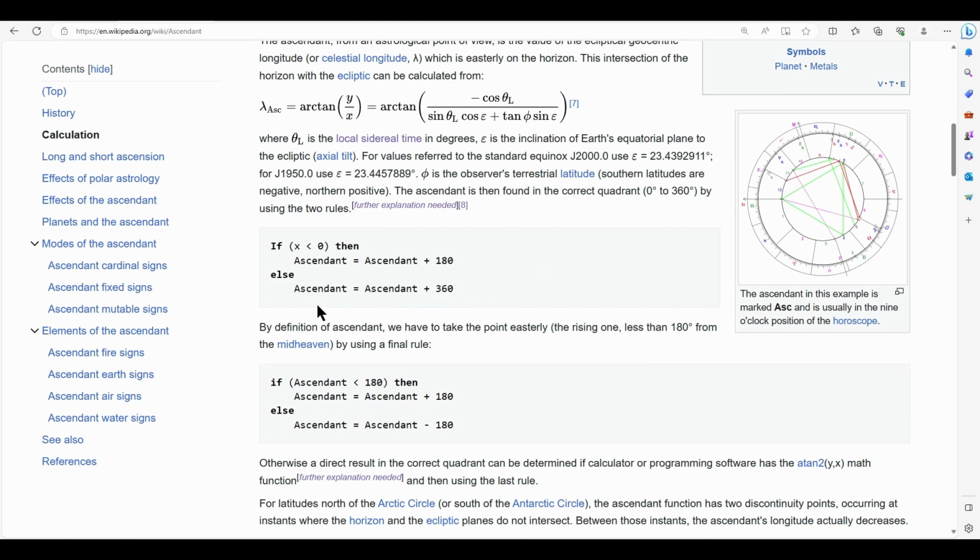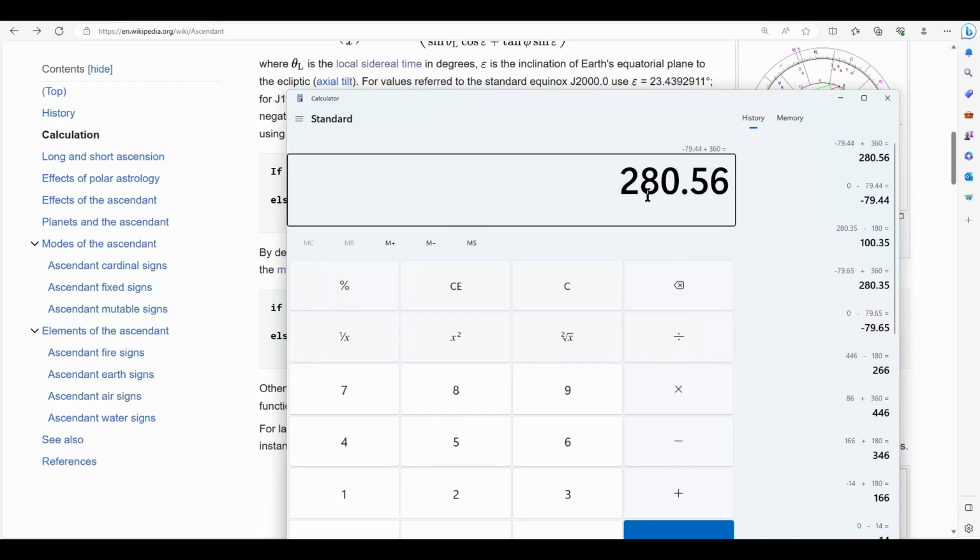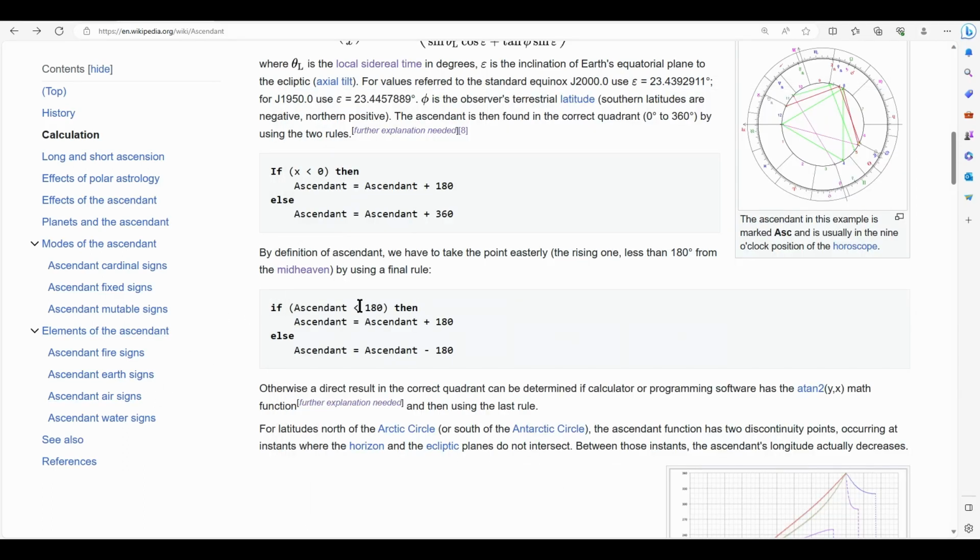And right now we have only one part remaining, is this. So before it was saying if x is below 0, then do this. Otherwise, do this. Now it's the result itself. So the result we have is this one, 280. So we need to see if 280 is below 180. If it is, then do this. If not, then do this. Of course, 280 is not below 180, so we need to do this.